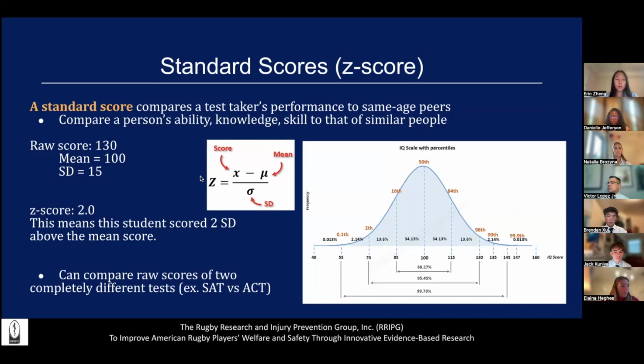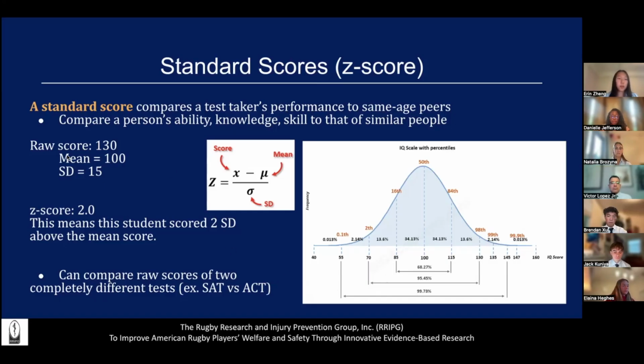A common standard score is the z-score, and this is the calculation for it. It just tells you how many standard deviations from the mean your raw score lands, which can tell you how you did compared to similar test takers. So here's an example from the IQ test.